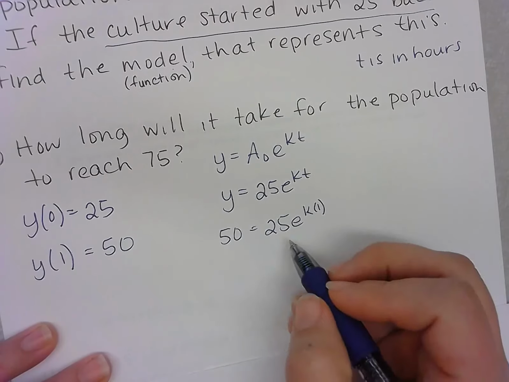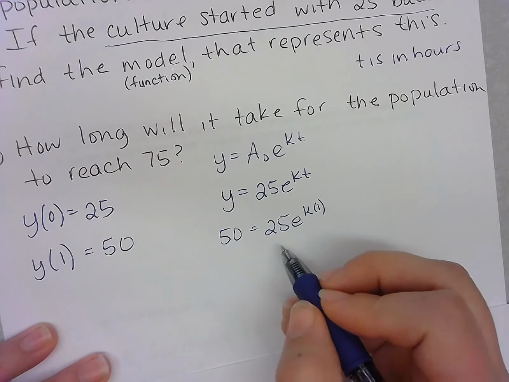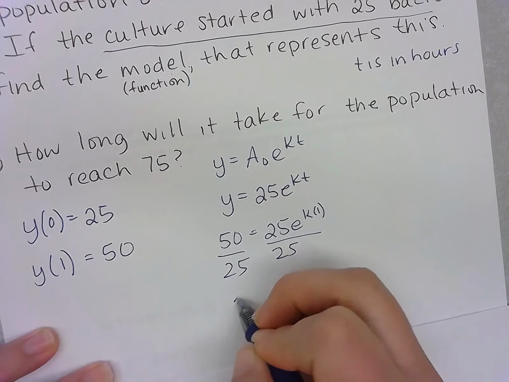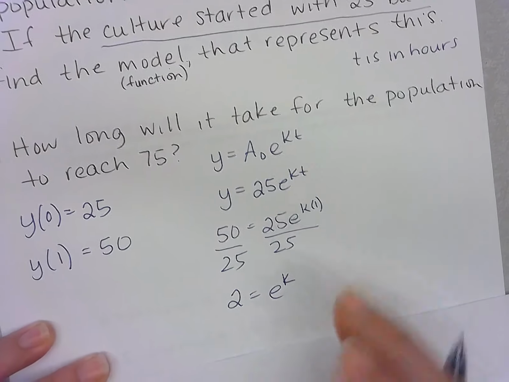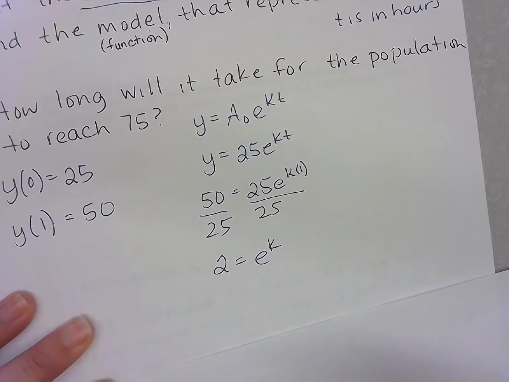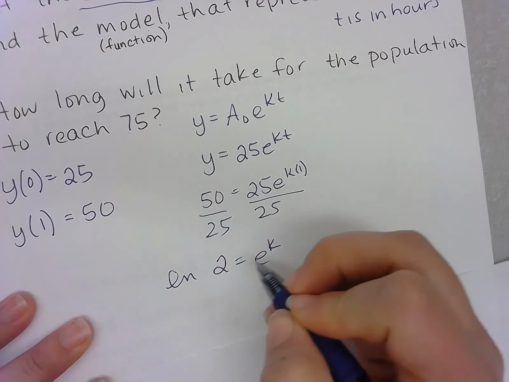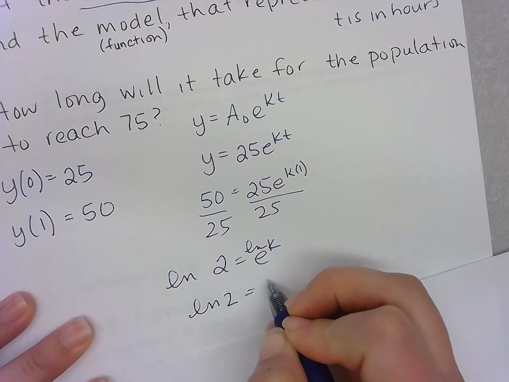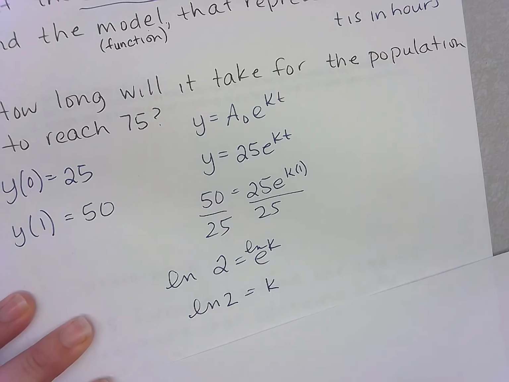All right, so from solving these before, I'm going to divide by 25 here and get 2 equals e to the k. And now I need to solve for k, so I'm going to take the natural log of both sides. And when I do that, I get the natural log of 2 is equal to k, because the natural log of e to the k is just k. And that is my growth rate. Okay? All right.